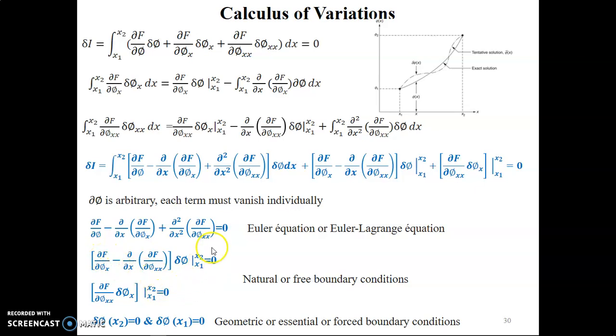If we are not able to obtain the solution of this equation by using these natural or free boundary conditions, then we need to specify the value of the change in the field variable over x1 and x2. These are the additional conditions which we need to impose to obtain the solution of this equation. These are known as the geometric or essential or force boundary conditions.